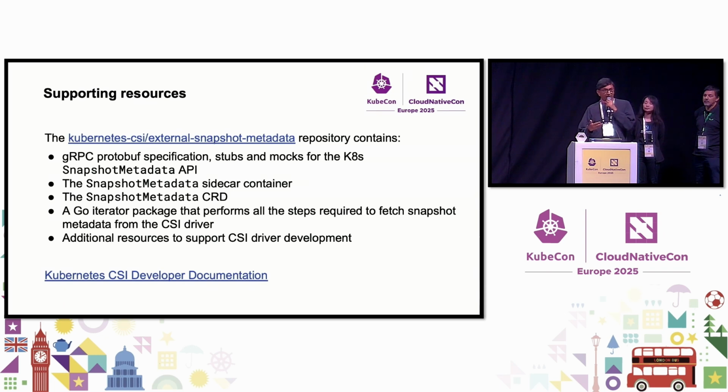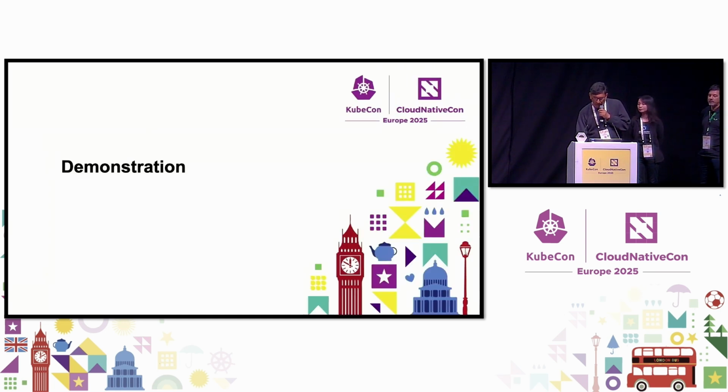There are tools we've added there, which are used by CSI developers. There are other resources accessible. The Kubernetes CSI developer documentation has been updated to include this feature and talk about the change block tracking feature. It also has links to pretty much everything we're going through in the slides. Okay, we'll go through a demonstration.